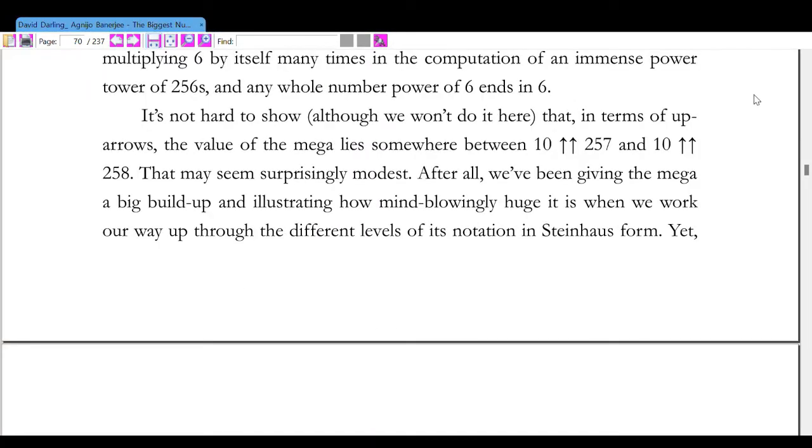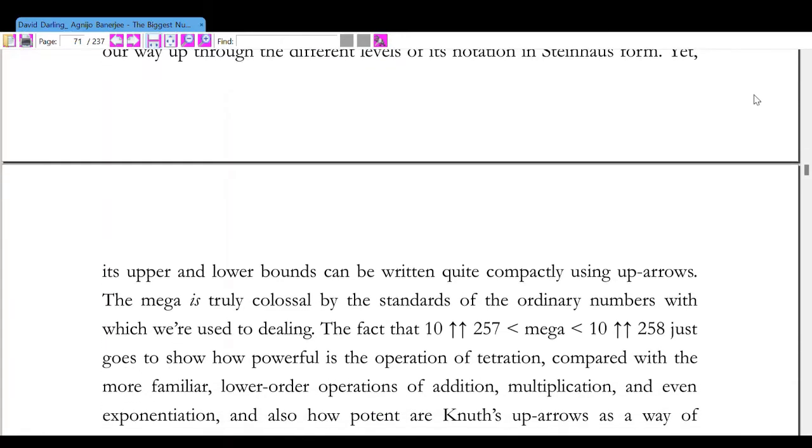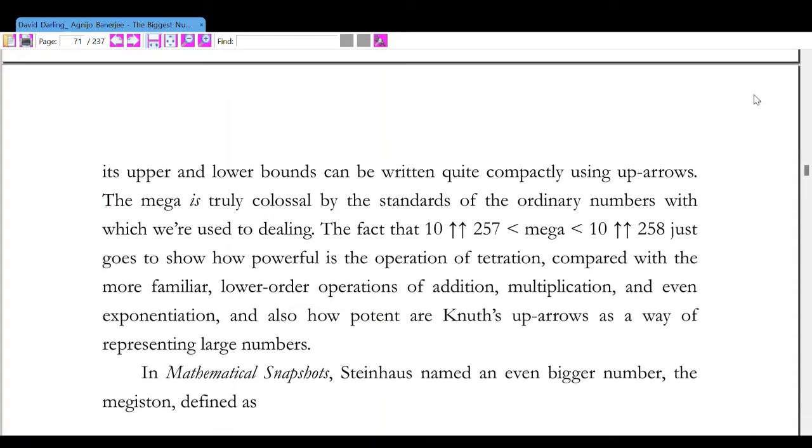It's not hard, although we won't do it here, to show that in terms of up arrows, the value of the mega lies somewhere between 10 up arrows 257 and 10 up arrows 258. That may seem surprisingly modest. After all, we've been giving the mega a big build-up and illustrating how mind-blowingly huge it is when we work our way up to the different levels of its notation in Steinhaus form. Yet, its upper and lower bounds can be written quite compactly using up arrows.